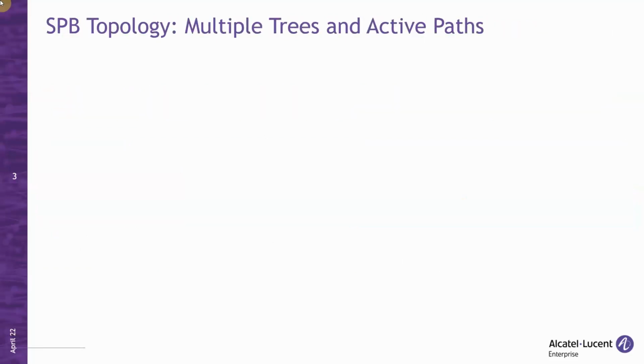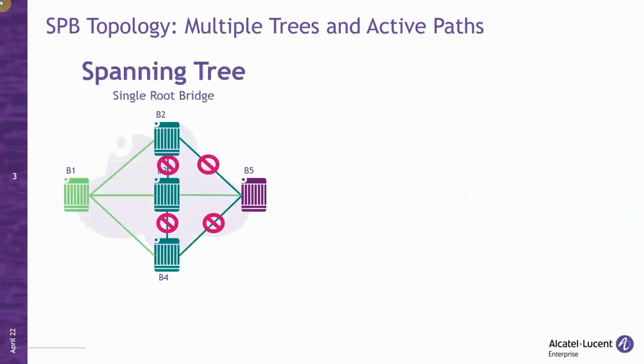Unlike spanning tree, which creates a single tree rooted at the root bridge, in SPB networks, every node builds a topology tree rooted on itself. This is the key reason why in an SPB network, traffic between any pair of nodes always travels along the shortest path. Let's see what happens when using spanning tree.